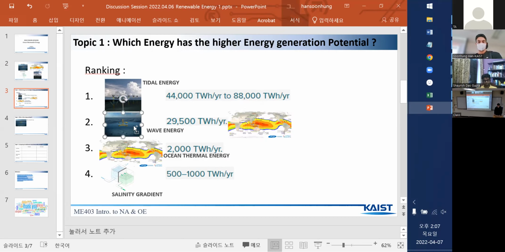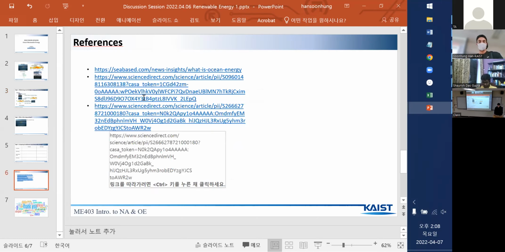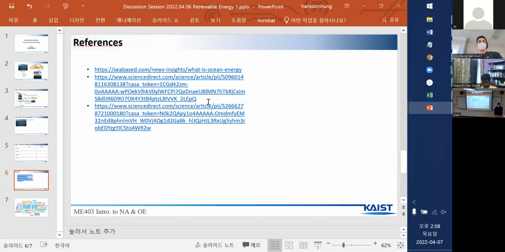So I think probability means potential, so it's related with potential. I think the ranking will be like this. So maybe I can give you the answer. There is a website in the references, and you can check it after.